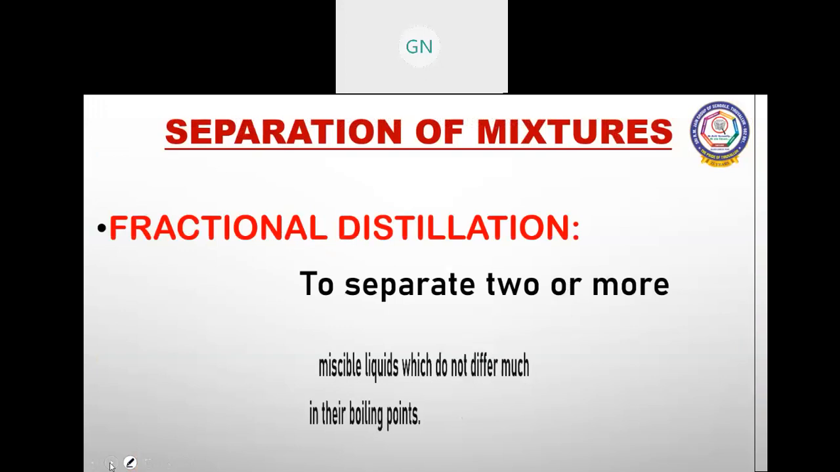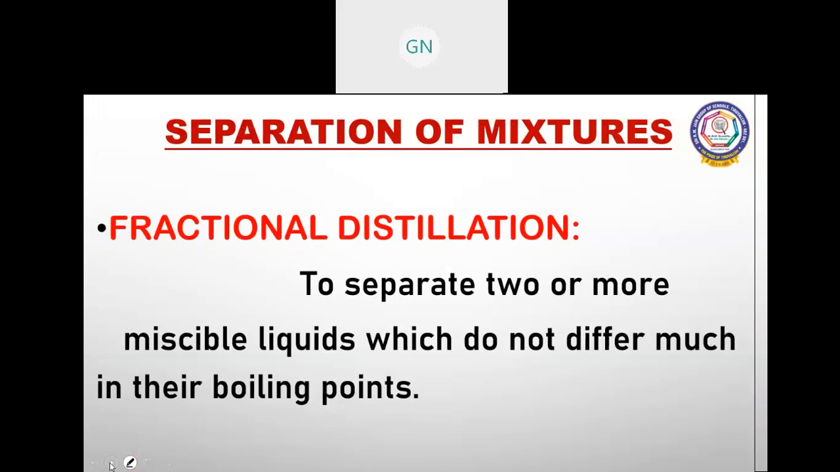The next one, fractional distillation. It is used to separate two or more miscible liquids which do not differ much in their boiling points. Let's take an example: separation of acetone and benzene by fractional distillation. The boiling point of acetone is 329 Kelvin and that of benzene is 353 Kelvin, a difference of only 24 Kelvin.